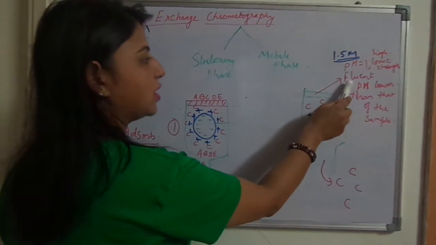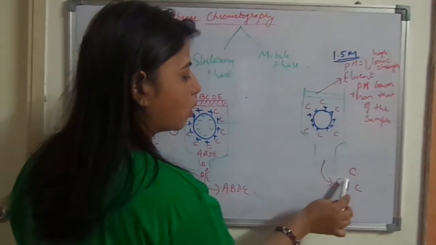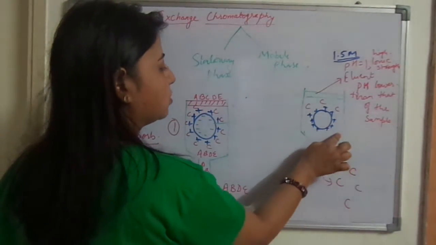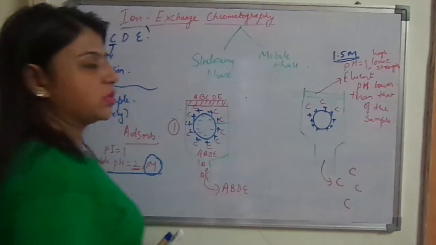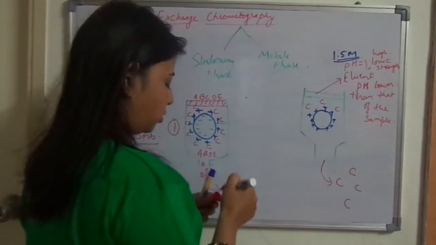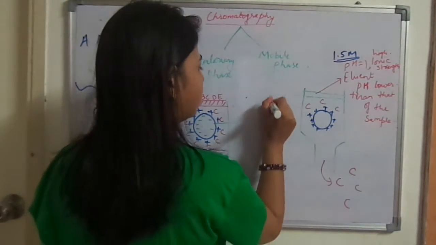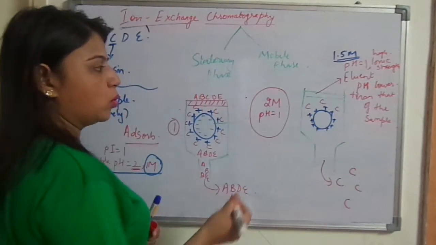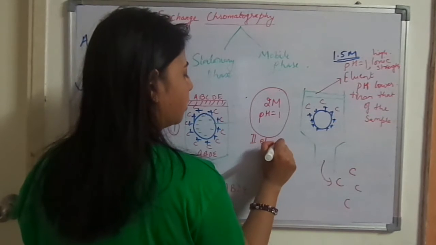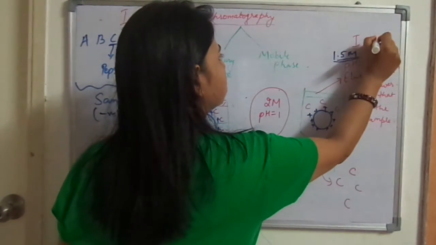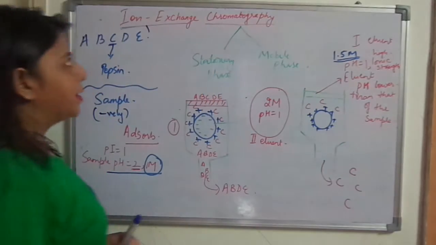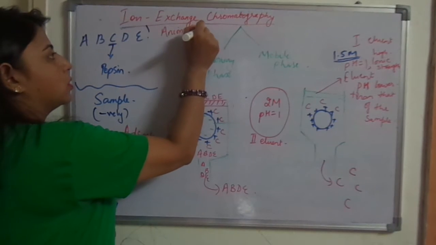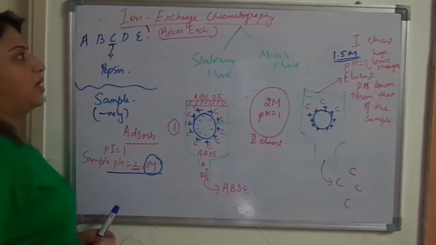Why we used? Next, if you suspect that in one step this charged species C has not been separated, suppose only some C had been separated and still some pepsin is left, then you can take up one more eluent at 2 molar, pH 1. This should be the second eluent, and this was the first eluent. This is about your ion exchange chromatography using an anion exchanger. That's all. Okay.